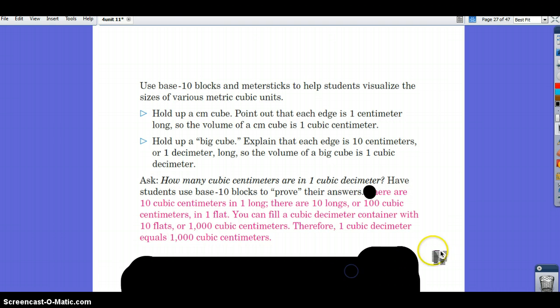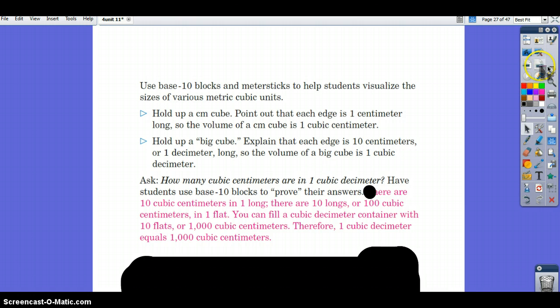There are 10 cubic centimeters in 1 long, and there are 10 longs or 100 cubic centimeters in 1 flat. You can fill a cubic decimeter container with 10 flats or 1,000 cubic centimeters. Therefore, 1 cubic decimeter equals 1,000 cubic centimeters.